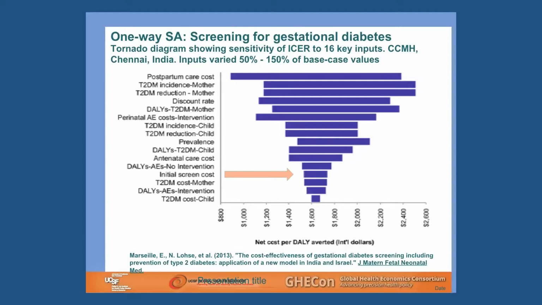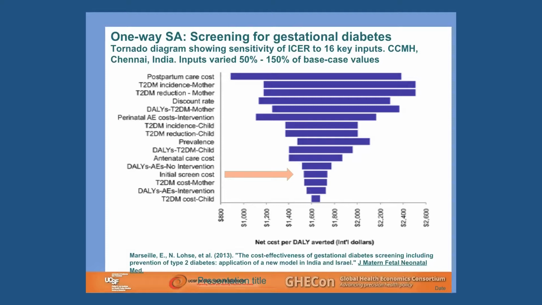And then I wanted to draw your attention to the initial screen cost, because in this area, people are really concerned about the cost of the screening test itself. That's the entry into gestational diabetes care, is the initial screening. And so a lot of concern about more expensive versus less expensive tests. This is an example of finding that, in fact, it's not a big driver of the final results when you take into account future costs of type 2 diabetes averted, the cost of postpartum care, et cetera.